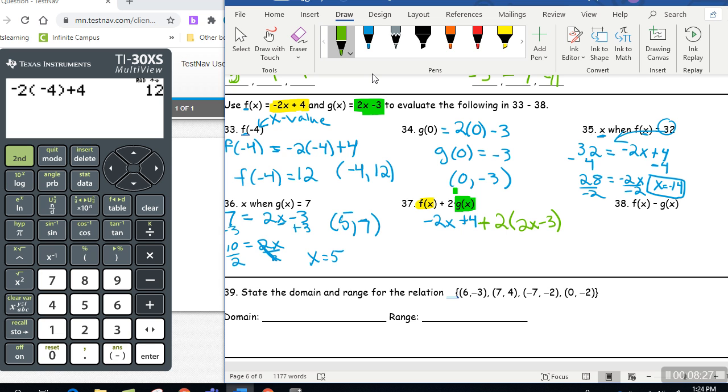From there, we're just going to simplify. So here we can distribute. -2x plus 4. 2 times 2x is 4x. 2 times -3, -6. Combine like terms, so we get 2x minus 2. That would be your solution.